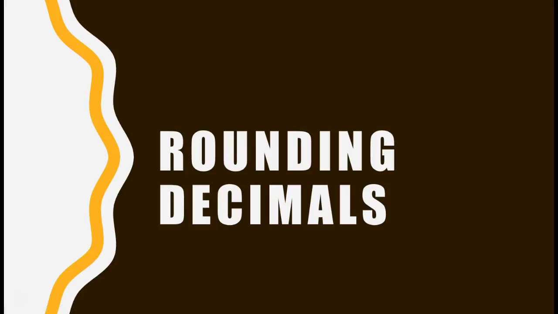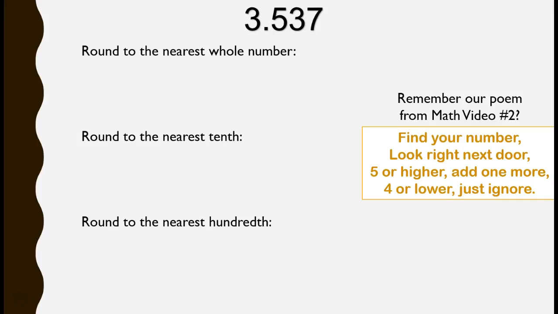Okay, we're going to jump right into rounding decimals, and we don't have to spend a lot of time on this because in video number 2, we talked about rounding. So it's the same exact process. The only difference is knowing the 3 extra place values. So let's look at our first digit that we're going to do together. 3 and 537 thousandths. First, we're going to round to the nearest whole number.